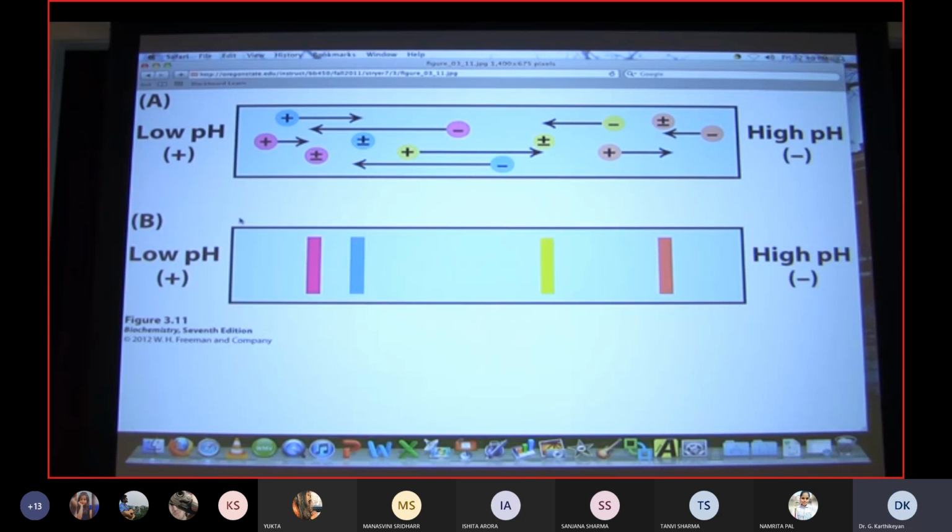Yes, sir? Do you really need the beads? Yeah, it's a good question. I do need the beads because the beads provide a support. In theory, I wouldn't need to do that, but if I don't have the beads there, the proteins just come racing off. So yes, I do need the beads there. Yes?